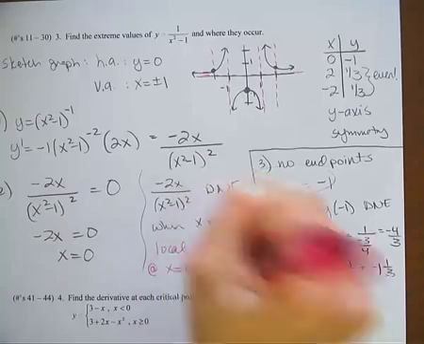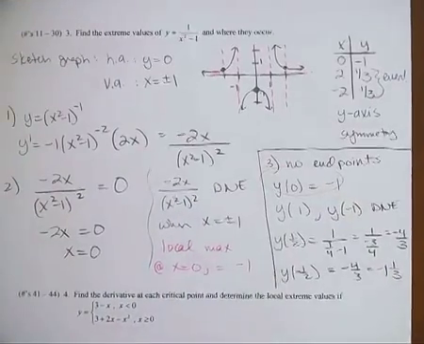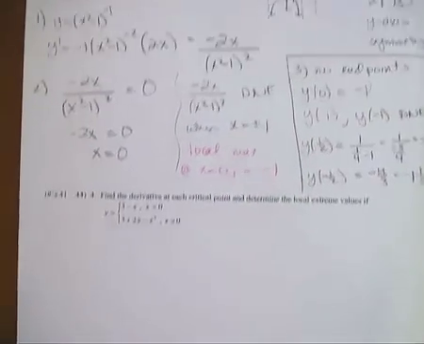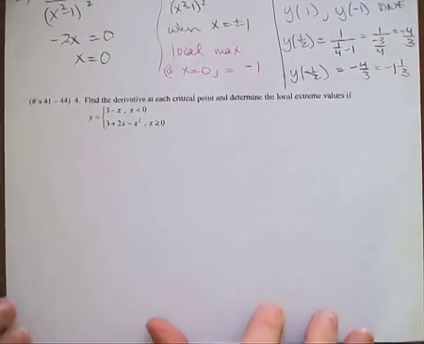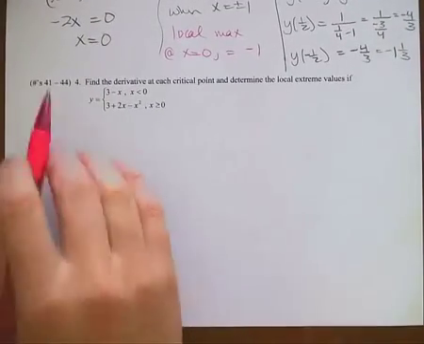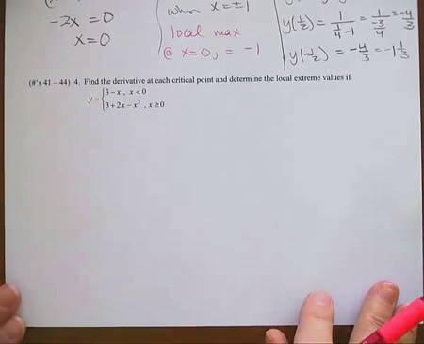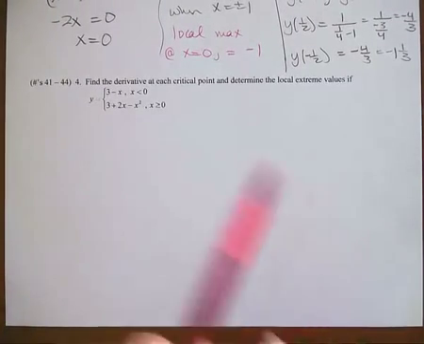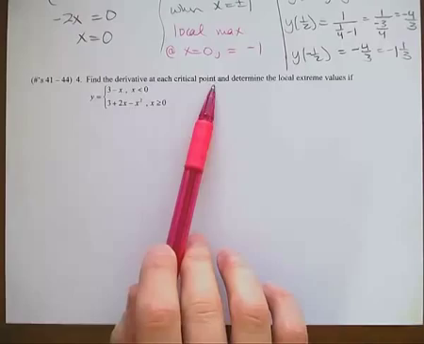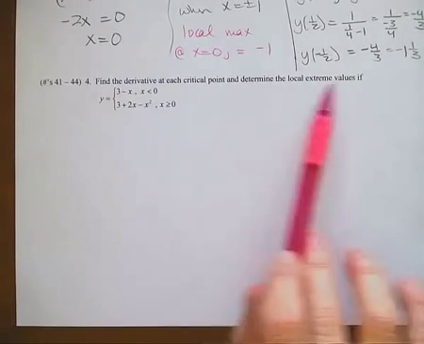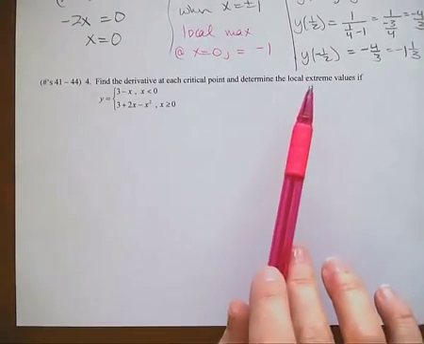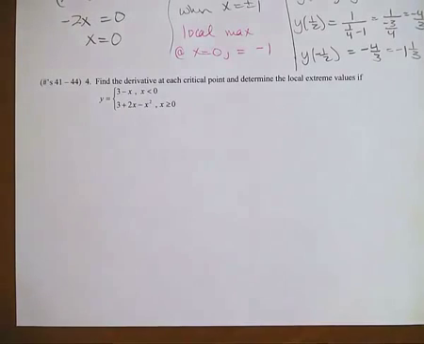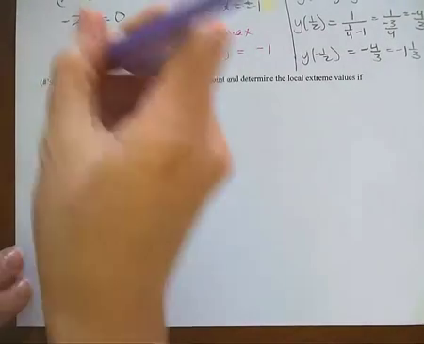And the max is equal to negative 1. Okay, last but not least is a piecewise function, and this will help you with numbers 41 to 44 from the textbook. It wants you to find the derivative at each critical point and then determine if you have any local extreme values. So we're going to basically do the same steps. I'm going to start by sketching the graph.